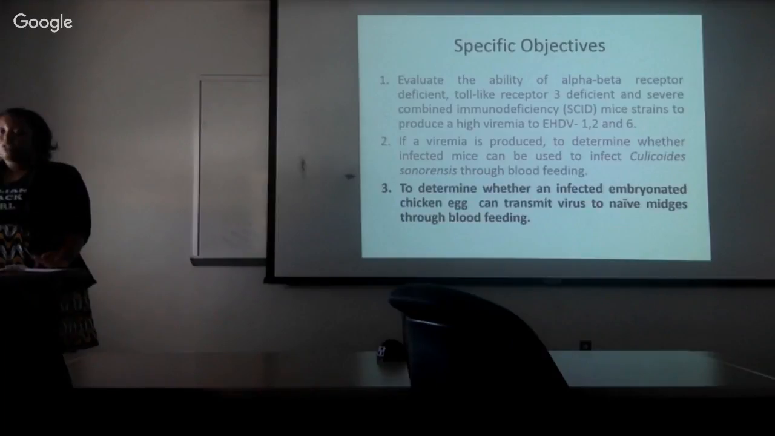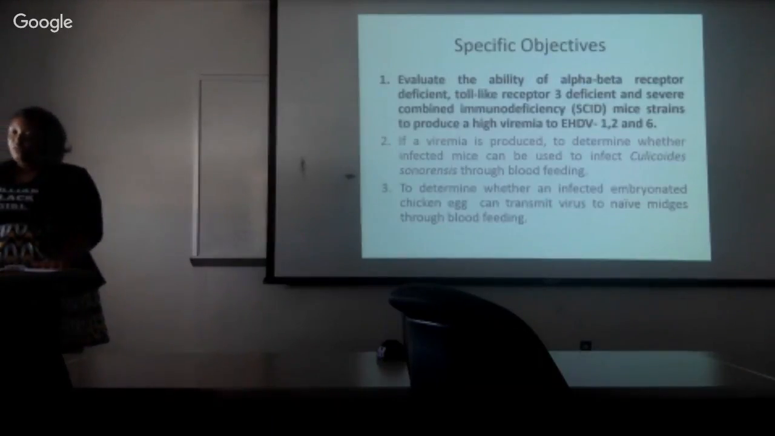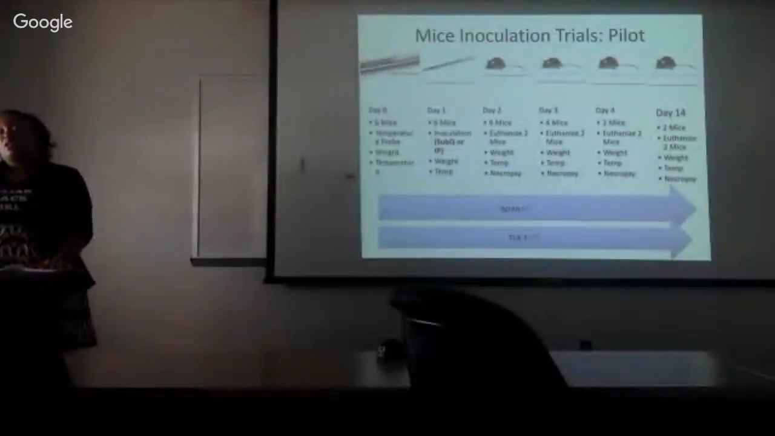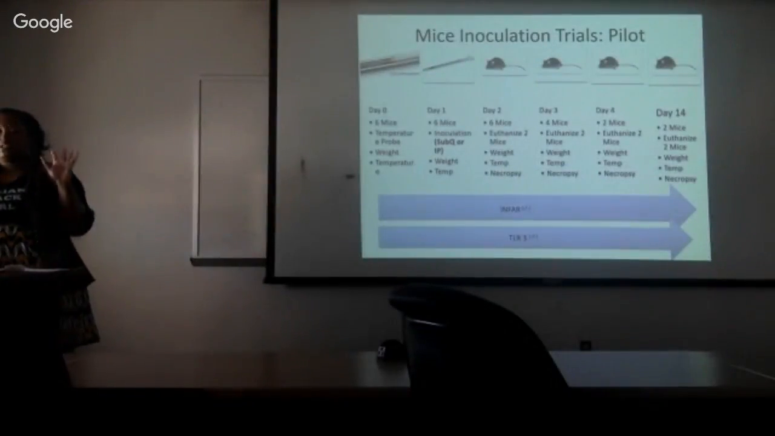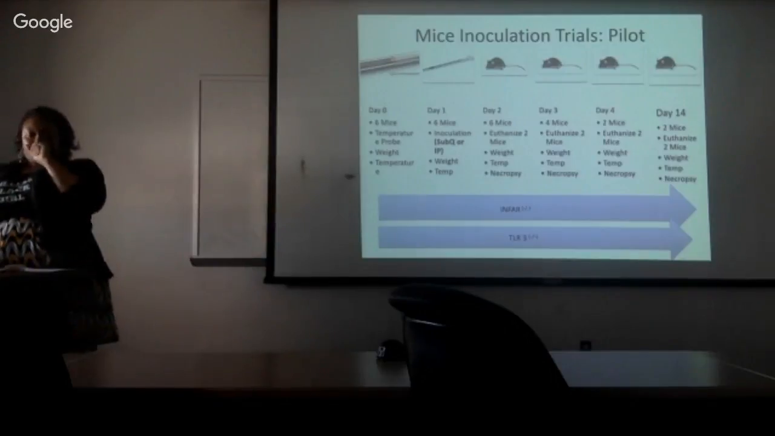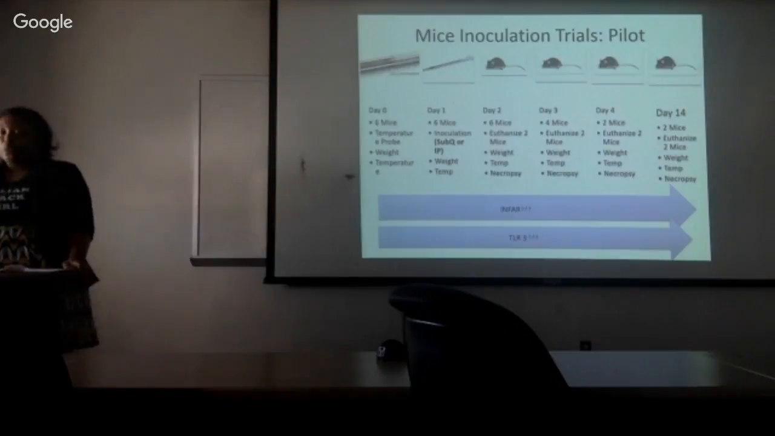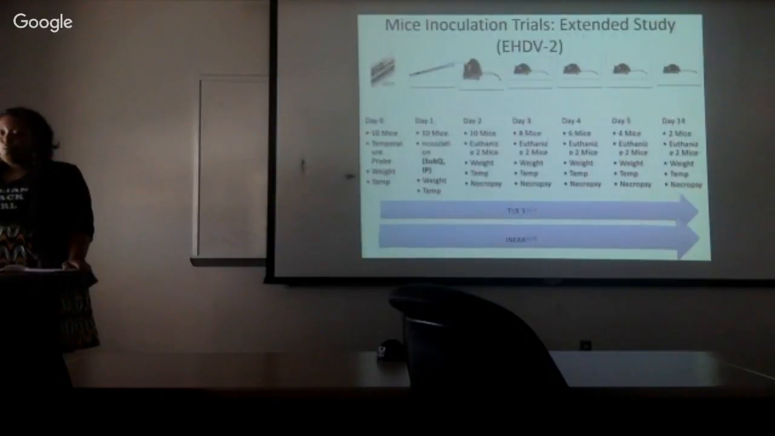So going back to this first objective, we did a pilot study where we inoculated 6 IFNAR mice with EHDV, 6 IFNAR mice with EHDV2, and then 6 TLR3 mice with EHDV2. Mice were inoculated either subcutaneously or intraperitoneally, and then we serially euthanized 2 mice between day 2 and day 4, and then followed 2 mice out to day 14 to look for antibody development.